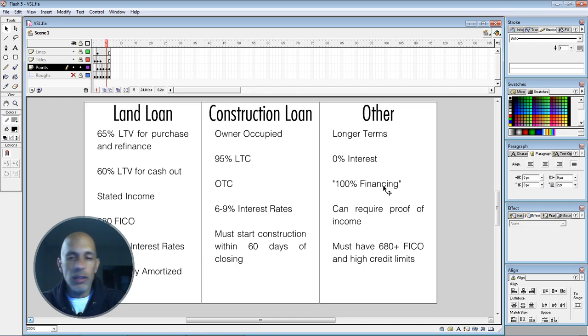So let's say the piece of land you want is $20,000, we get you a $20,000 loan, you're putting $0 out of pocket. This may require proof of income, and you generally have to have a 680 credit score or higher, and you have to already have high credit limits. So if your existing credit limit is $100, this is next to useless for you. If your existing credit limit is $3,000, and the piece of land you're buying is less than $3,000, fantastic. If it's more than that, it would not be 100% financing.